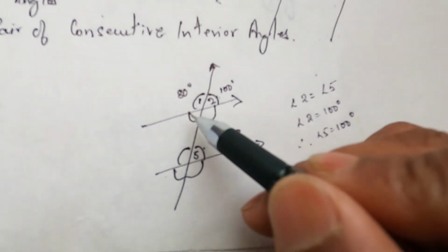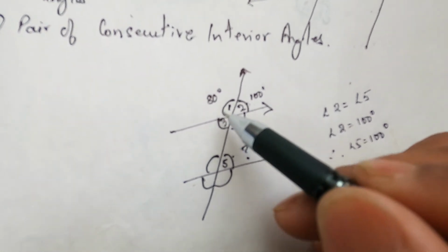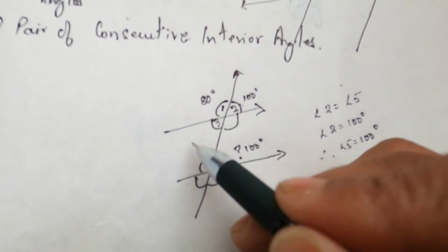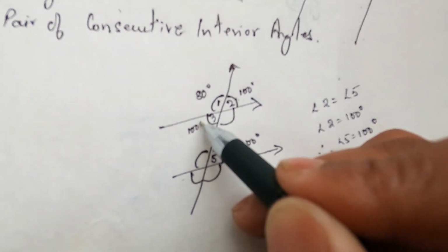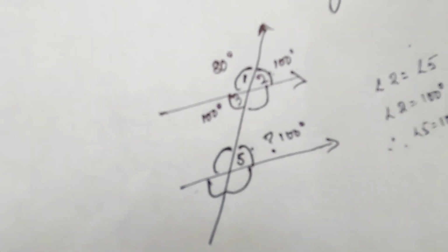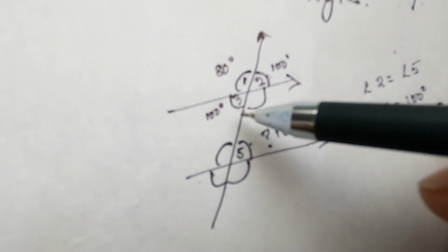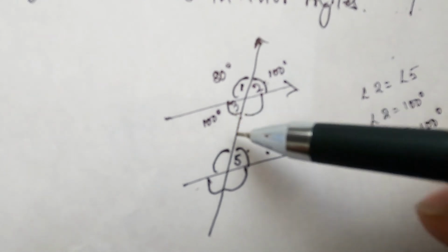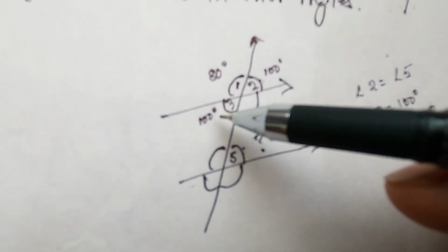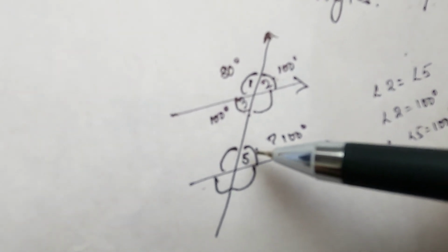See, angle 1 with angle 3 form a linear pair. So linear pair, 180 minus 80, how much are we getting? 100. Alright, so angle 3 will be 100 degrees. So now next, angle 3 and angle 5, what pair of angles do they form? Alternate interior angles. So if angle 3 is 100, therefore angle 5 is also 100. So there are many ways in which we can solve this problem.